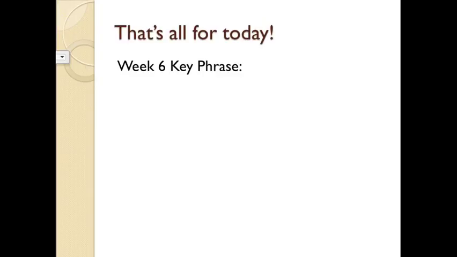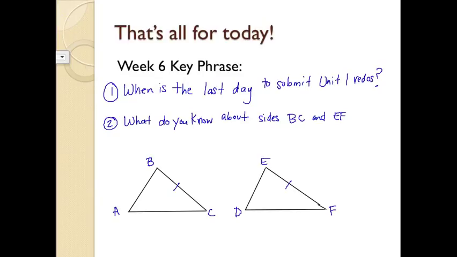Let me put up your key phrase question. So you got 2 questions you got to answer this week for your key phrase assignment. The first one is, when is the last day to submit Unit 1 redos? This is important. And then, what do you know about the sides BC and EF of those triangles below? And that's it. So there's some special notation that we learned about that will help you answer question 2.